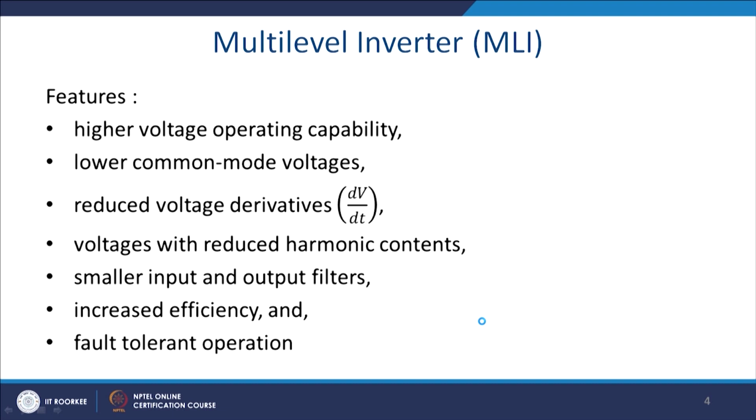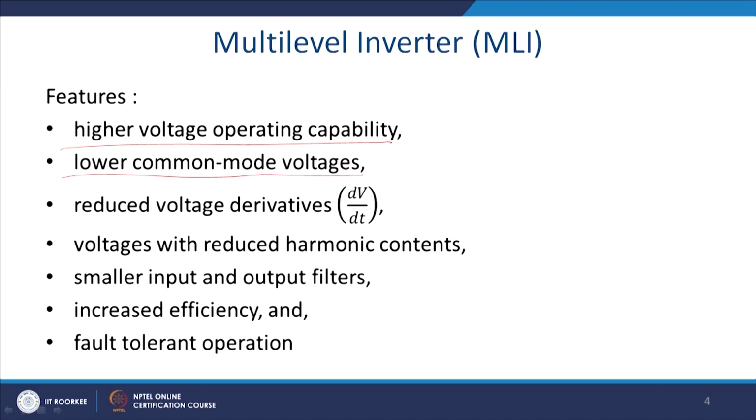Features: higher voltage operating capability. It is because the stress across the switch is lowered. Lower common mode voltage: we shall see that the common mode voltage is between these two legs. This is a differential voltage, and another is with the center of the capacitor. Reduced dv/dt, that is what I was saying.